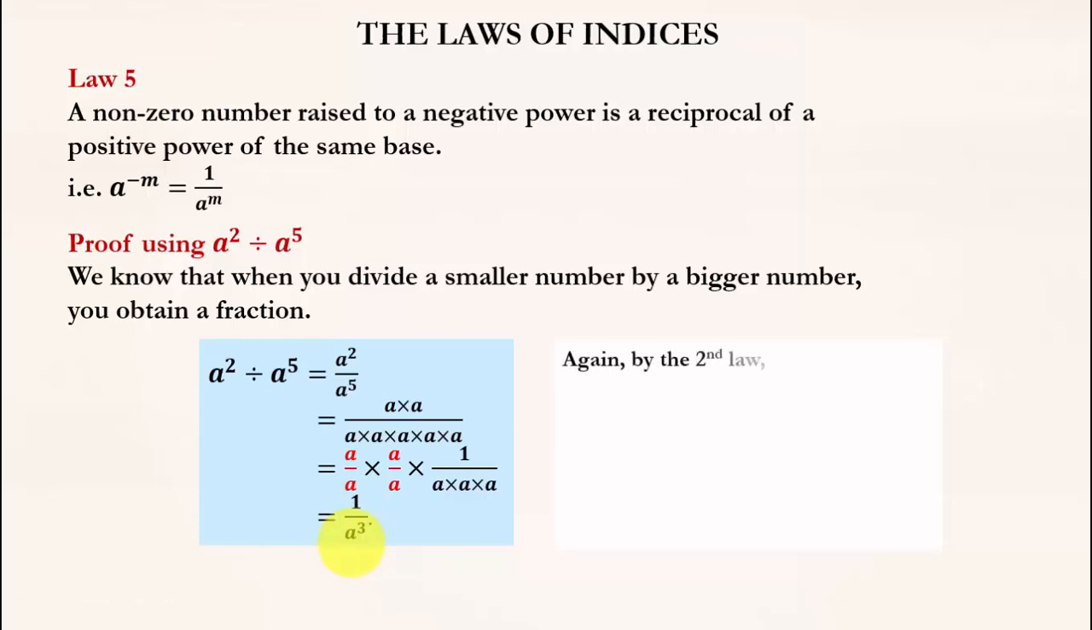On the other hand, we can use the second law. By using the second law, a squared divided by a to the power 5 is simply going to be equal to a to the power 2 minus 5. And what do we get? A to the power negative 3. Thus, a to the power negative 3 is simply the same as 1 over a to the power 3. And this proves our fifth law.